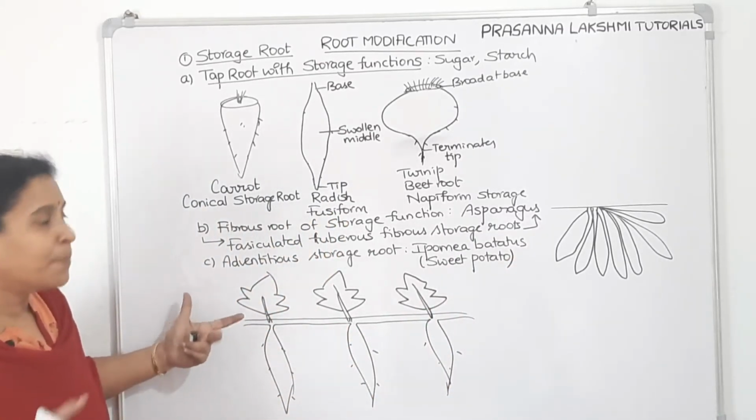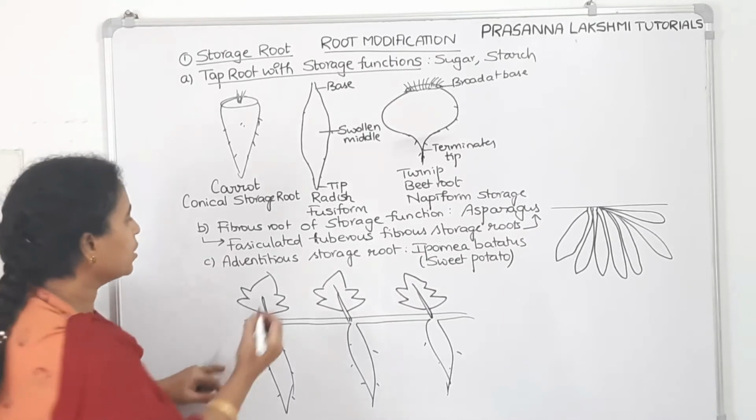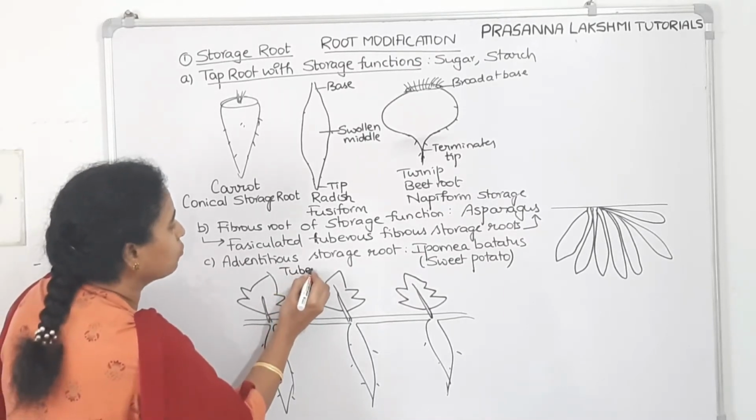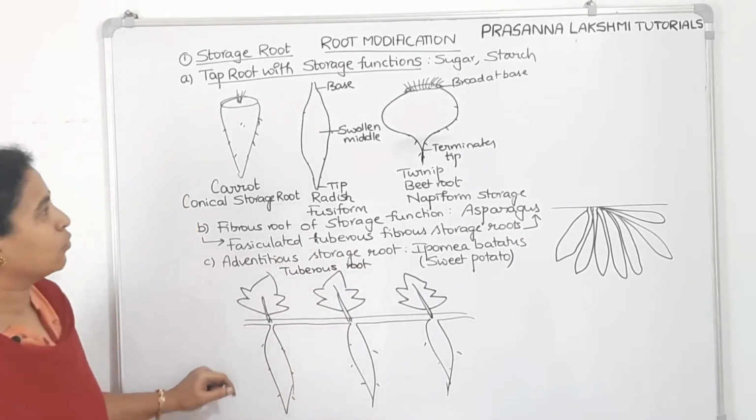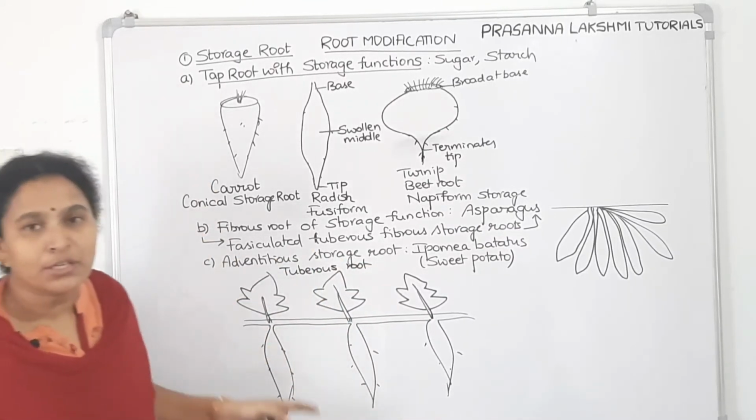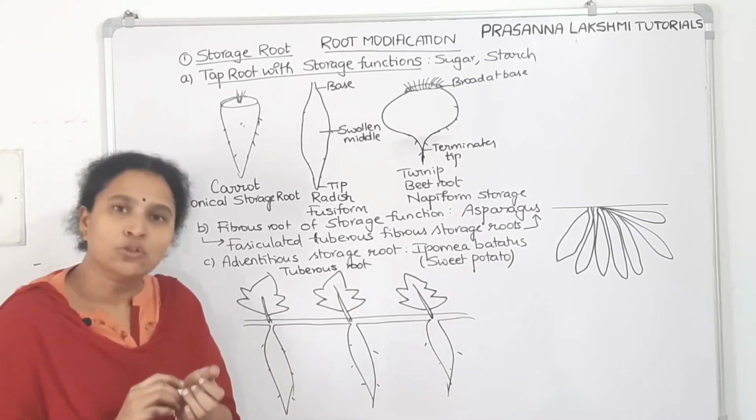They don't have any shape, tuberous. Adventitious storage roots, they are tuberous roots. Where do we find it? In sweet potato. So our first root modification is storage root.